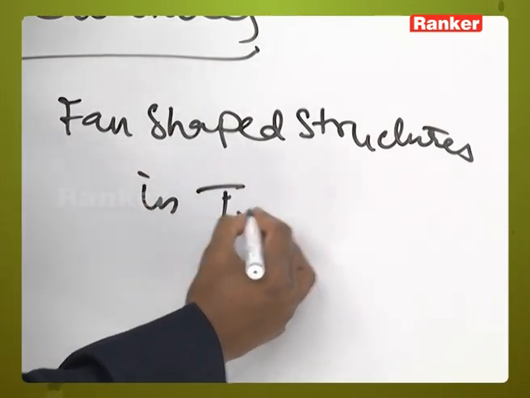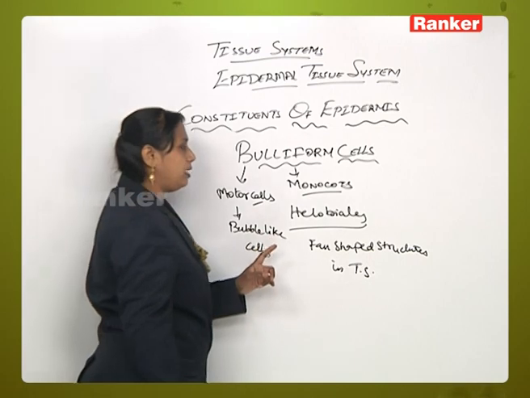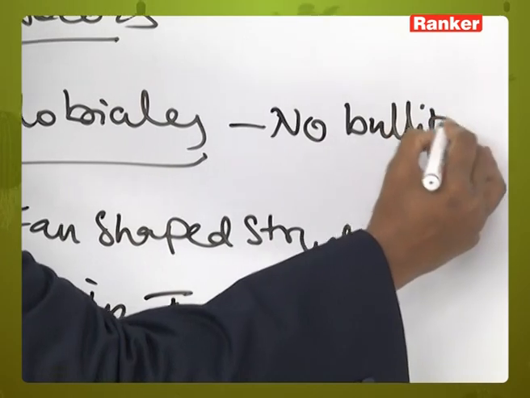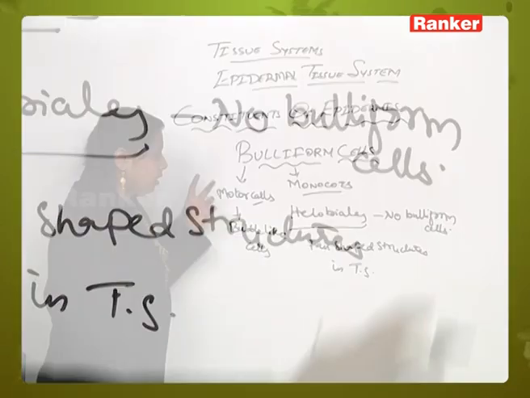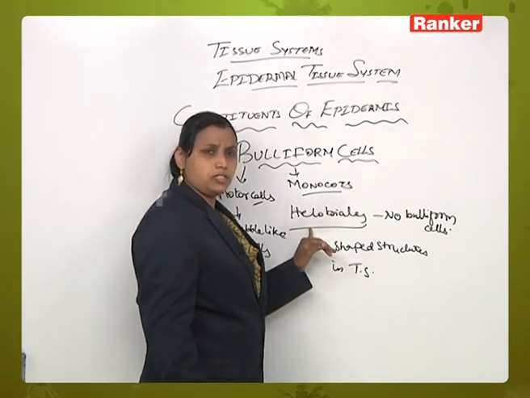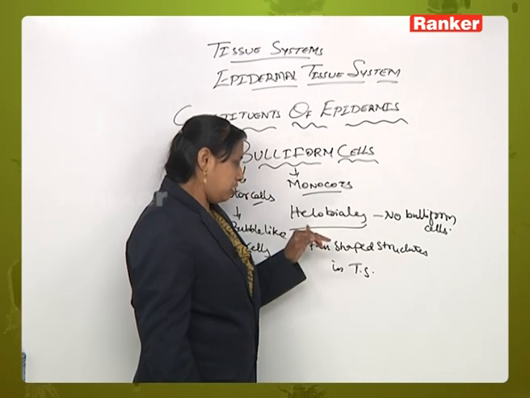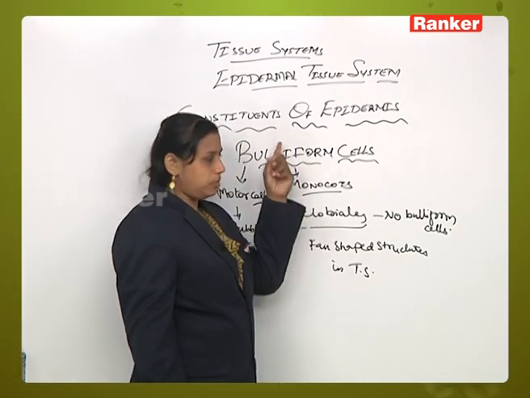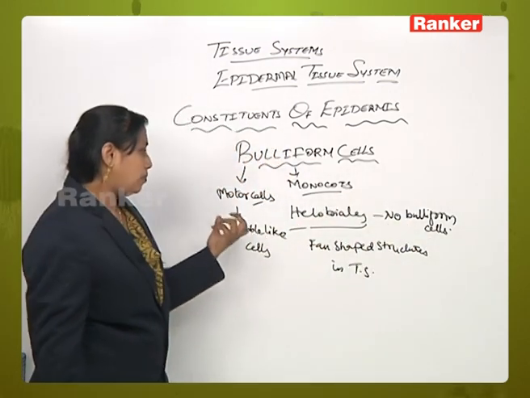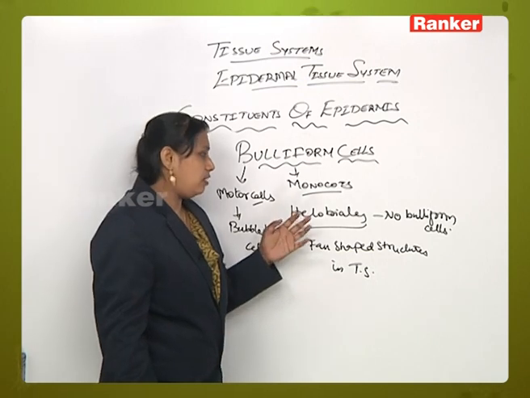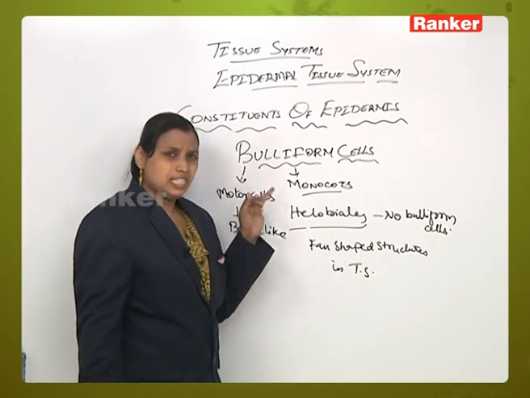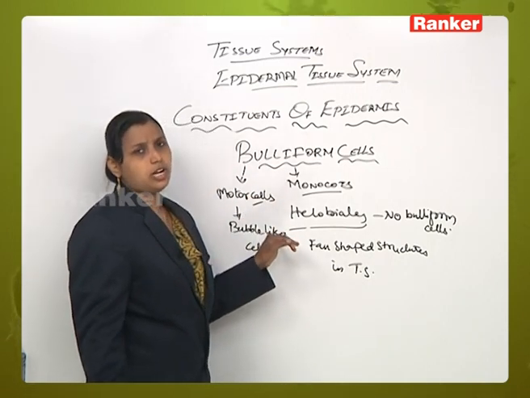In halobials there are no buliform cells. In monocots, the epidermal cells called buliform cells are present, except in halobials of the Gramineae family. It means in halobials members there is no presence of buliform cells. Buliform cells are comparatively larger in size than the normal epidermal cells. The alternative name for buliform cells is motor cells. These are in the form of bubbles, so they are called bubble-like cells.